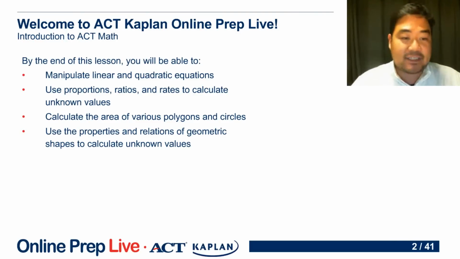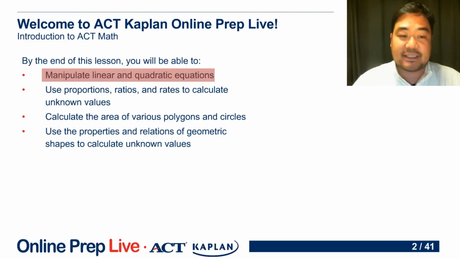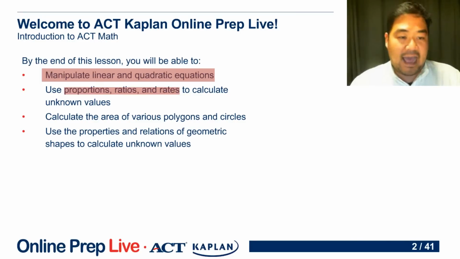So tonight, it's all about manipulating linear and quadratic equations, and about those annoying questions that deal with proportions, ratios, and rates. When you have questions asking you to find the unknown value, how can we solve those as quickly and effectively as possible? We'll look at questions that deal with the area of various polygons and circles. And lastly, we're going to use the properties and relations of geometric shapes to calculate unknown values.